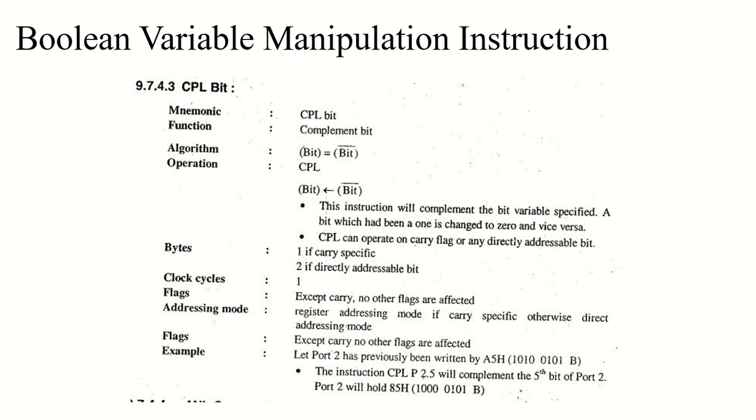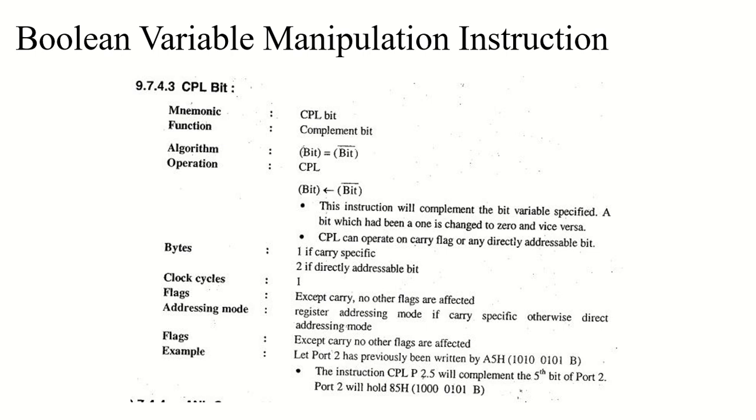The byte it contains will be same as previous. It will contain 1 byte if carry is specified, and it will contain 2 bytes if a directly addressable bit is specified, because if you specify the carry, we are operating on the register addressing mode, and in register addressing mode you always operate in single byte. And if you are not containing carry, then you will be operating in direct addressing mode, and it always operates on 2 bytes. Either way, you will always be using one clock cycle, and only the carry flag will get affected.